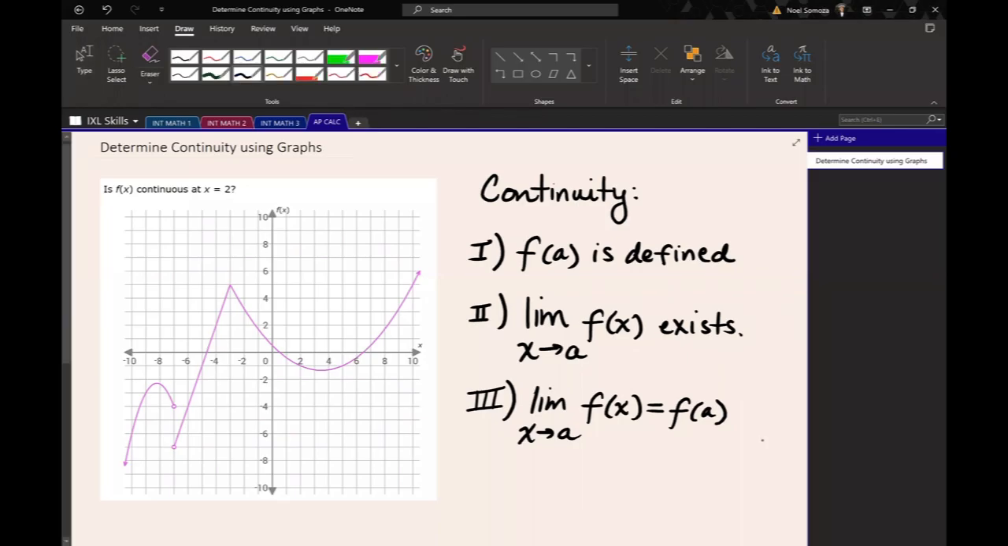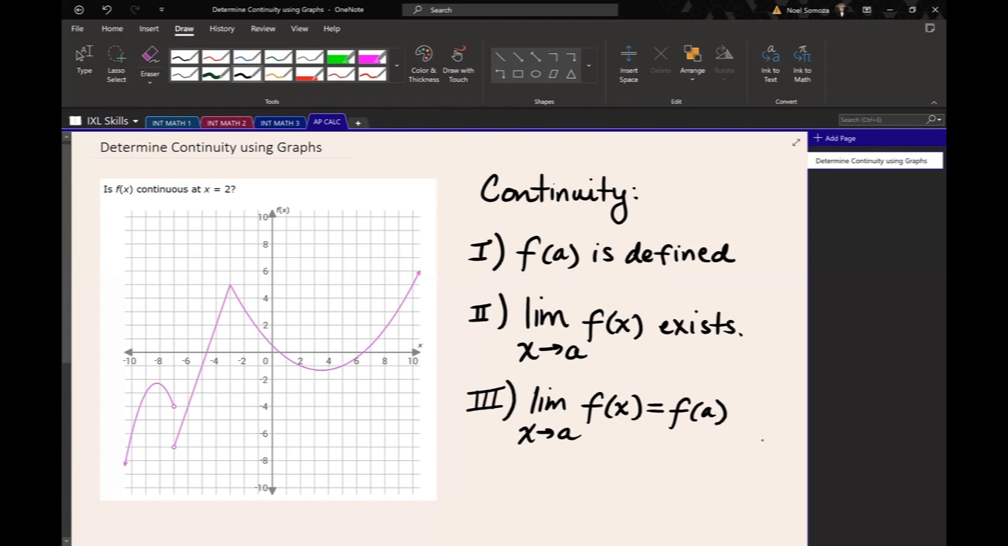All right, once again, we're looking to determine continuity using graphs. So a quick reminder of what it means to be continuous at a given point. The function must be defined at that point. The limit must also exist at that point. And the third condition is that the limit must equal that same output of where the function is defined.